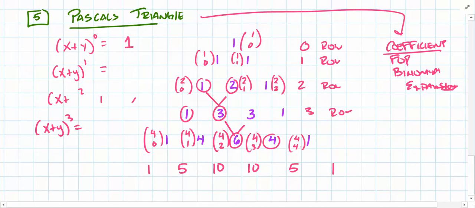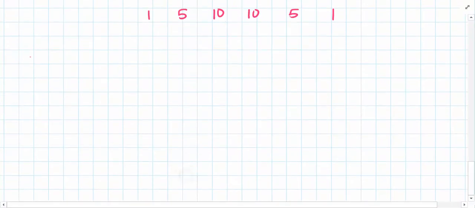So there are two ways to get the coefficients of these binomial expansions. We can either use Pascal's triangle or we can use the choose formula. So this leads us all the way up into box number 6, the binomial theorem.